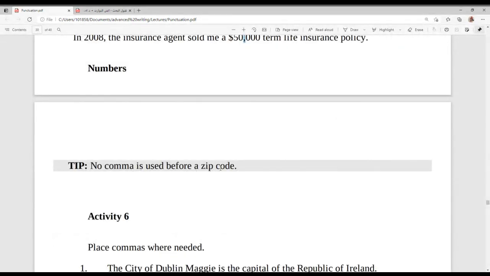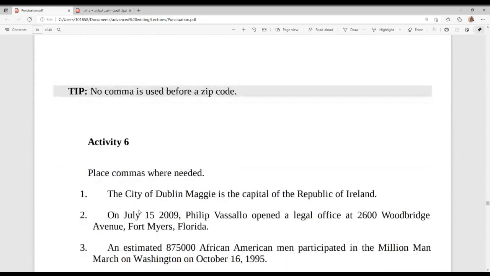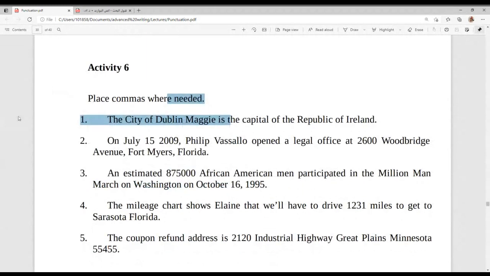No comma is used before a zip code. Right? You know, the zip code for the postal address. Place commas where needed. The city of Dublin, Ireland, is the capital of the Republic of Ireland.